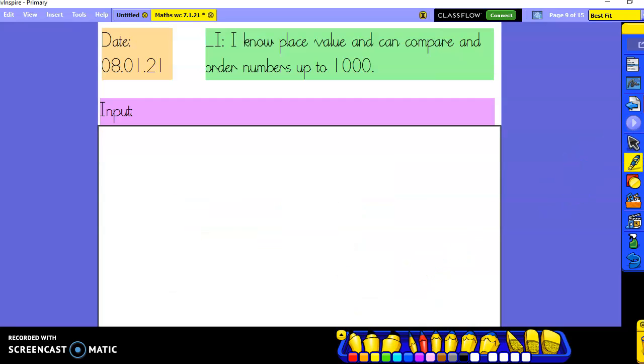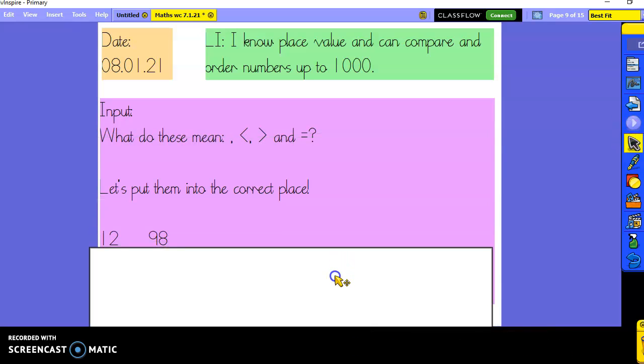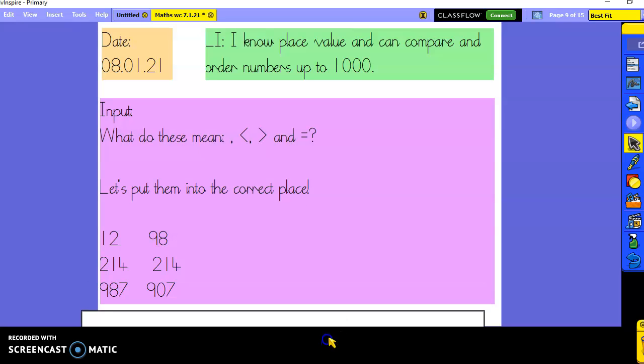So let's have a look at our next slide. So what do these symbols mean? 3 symbols here. 1, 2 and 3. Yes, that's right. I've just heard someone mention the crocodile. And yes, that's right. More than and less than. And our final symbol here, we use it every day in maths, is correct. Yes, that is the equal sign. Very good.